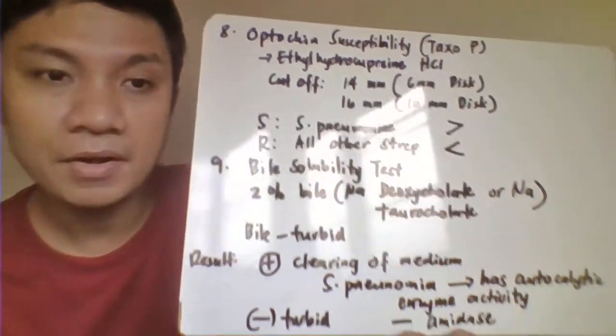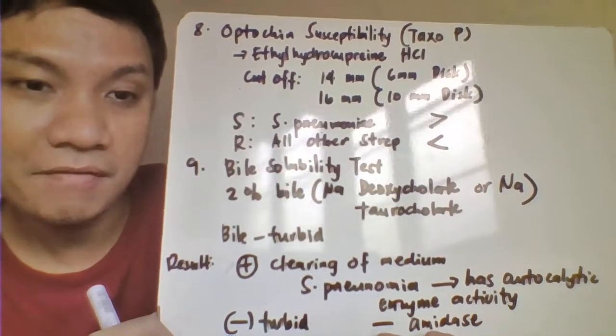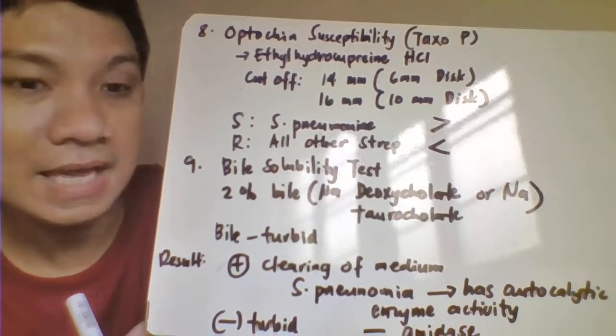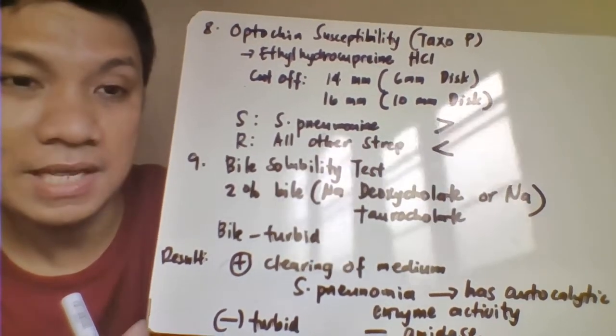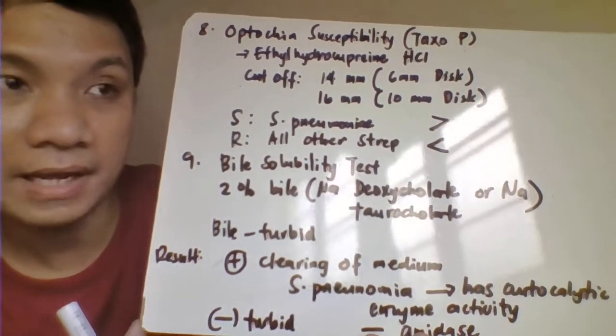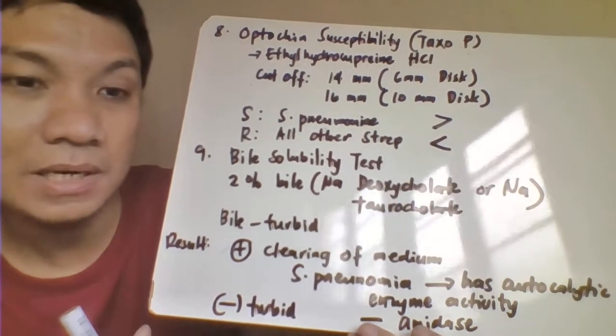Okay, another biochemical reaction here, antimicrobial susceptibility testing. We have your optochin or your taxo P. Chemically, your optochin here is your ethyl hydrocupreine hydrochloride. Okay, so this one is susceptibility testing.